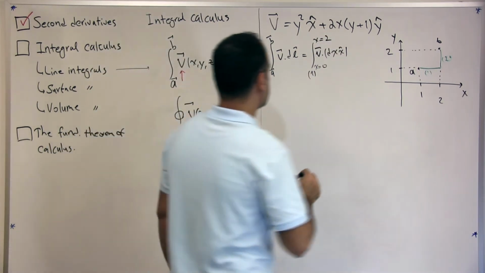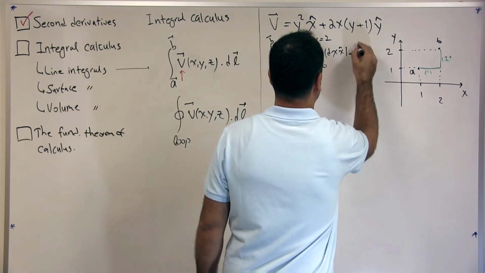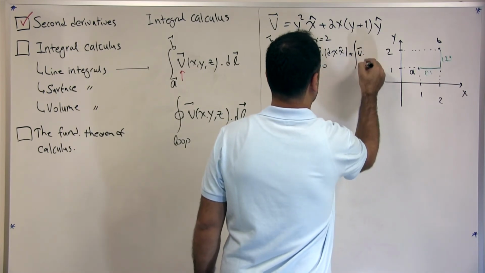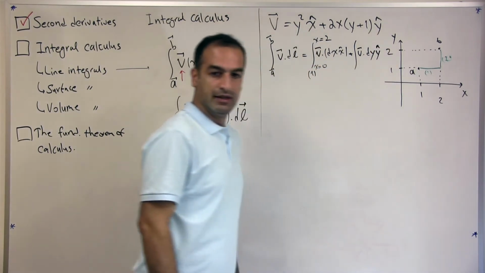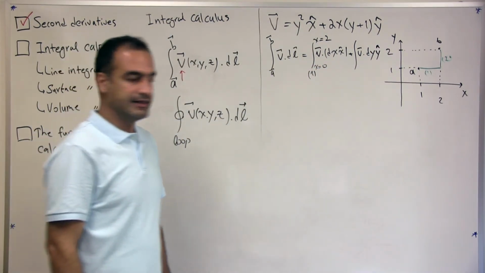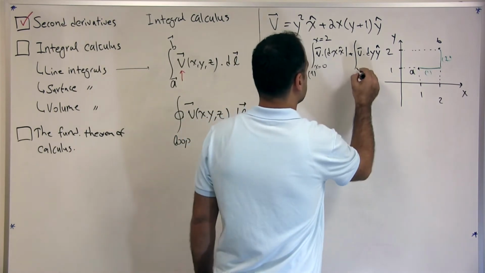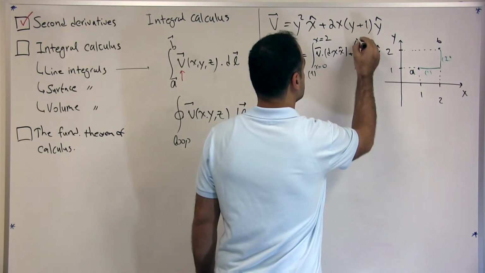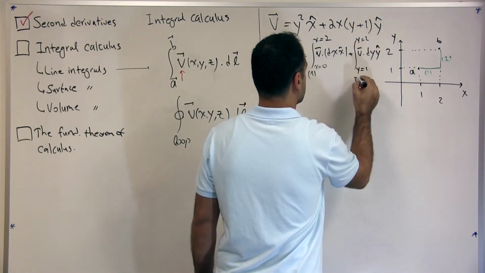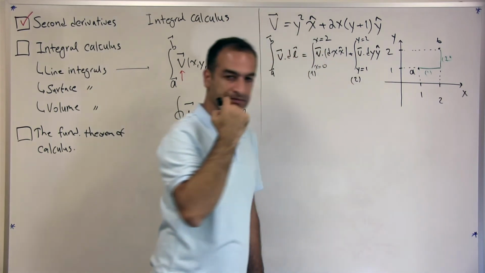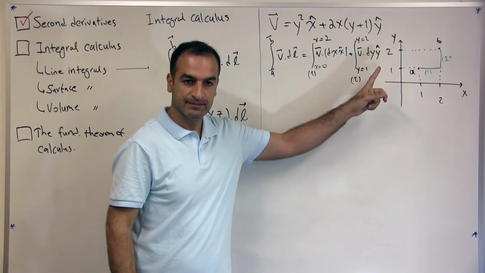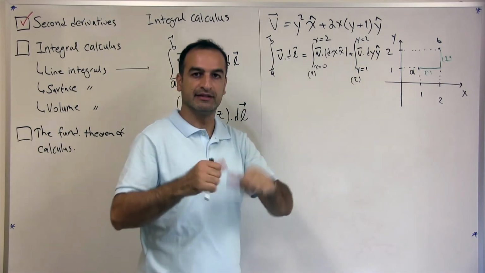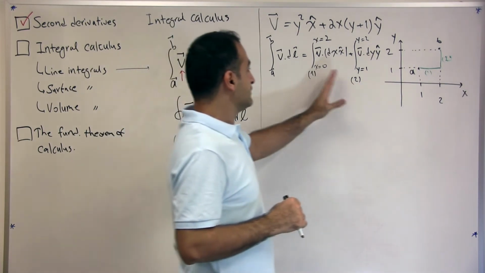The second part of the integral is the integral of v dot dy times y hat. Here we are moving from y equal 1 to y equal 2, and this is going to be number 2. Okay, so is it legible what I wrote here? Yes? Okay, good.